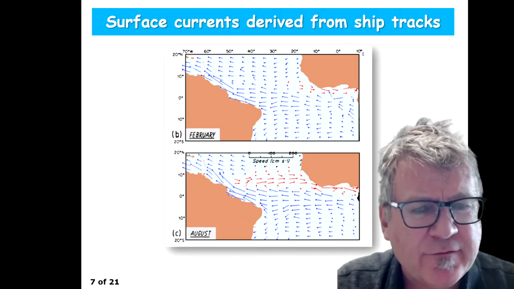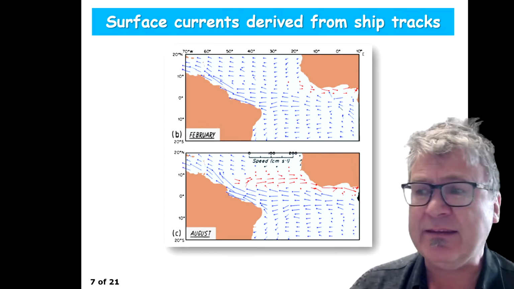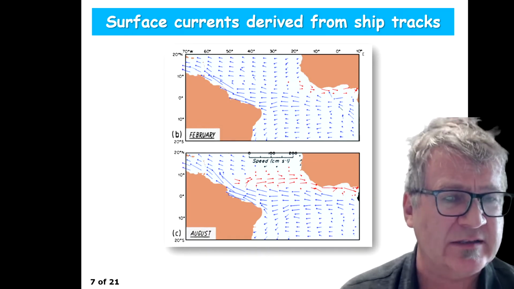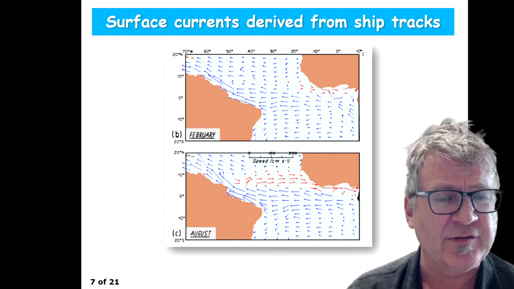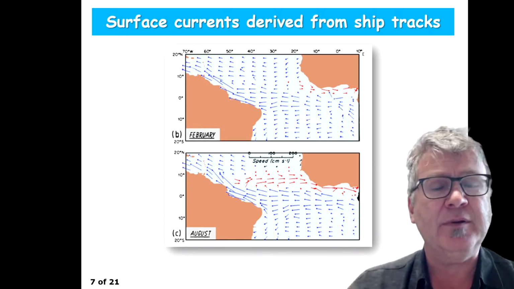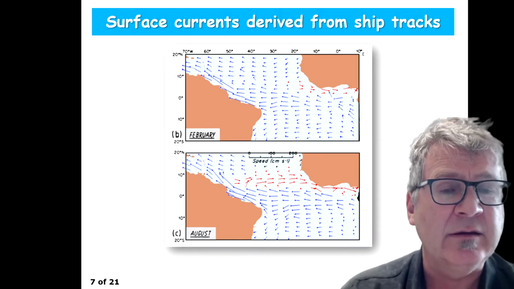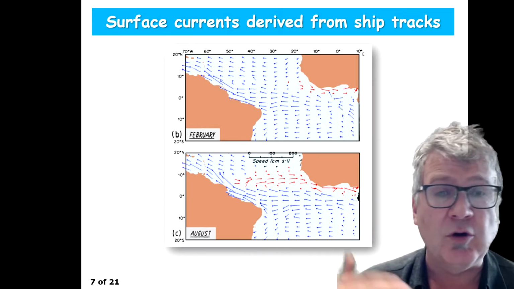So how can you derive currents if you don't have any observations, any direct observations like moorings that can measure currents and so on? Isn't it tricky? How do you derive currents? In particular, near the equator, it becomes very complicated because there's no Coriolis force.